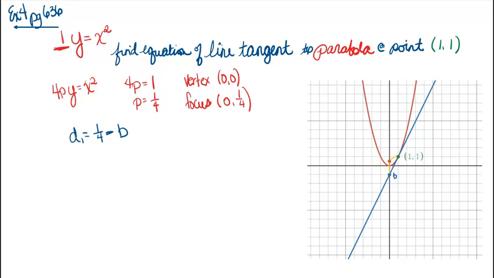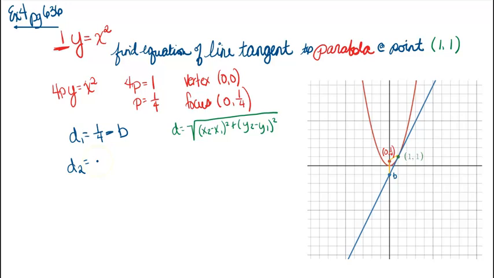My second equation, d2, is going to be the distance between this focus and the point 1, 1. Now, I know that the coordinates of the focus are 0, 1/4. Did you see how that magically appeared? And I know that the point that I'm trying to get to is the point 1, 1. And if I know the coordinates of 2 points, I can find their distance using the distance formula, which I put up here in green.